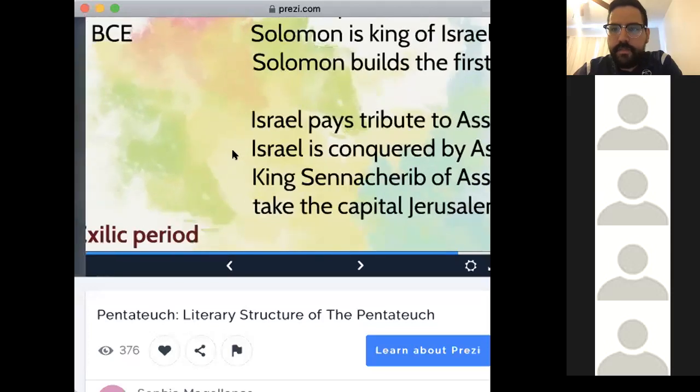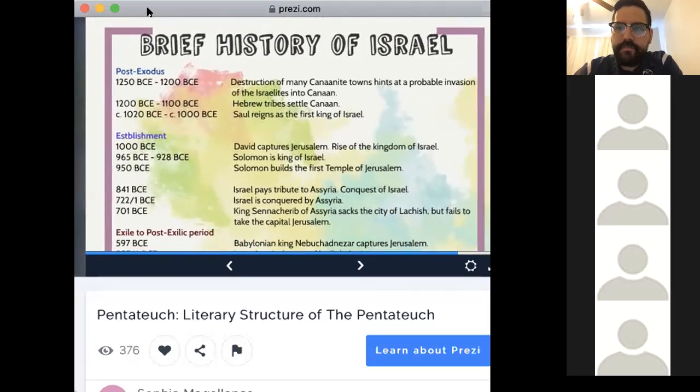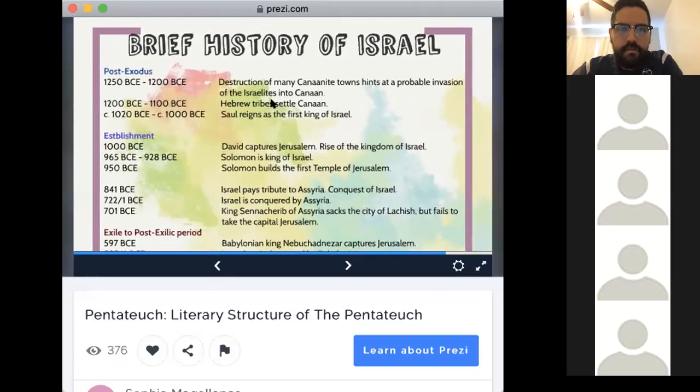All right, so we'll go through a brief history of Israel if you have no comments, questions, concerns. Let me go ahead and share this with you guys as well. So this brief history of Israel: post Exodus, after Deuteronomy, after Joshua, destruction of many Canaanite towns, Israelites into Canaan. So this is going to be during the Joshua and Judges period. Hebrew tribes settle in Canaan, and then Saul reigns as the first king. So this is pretty much going to take us from Joshua through First Samuel.